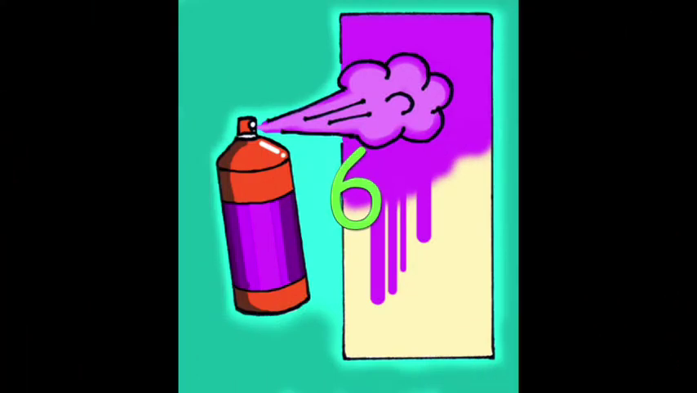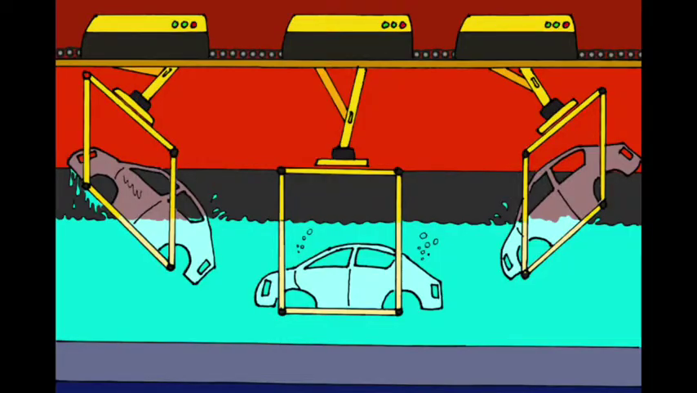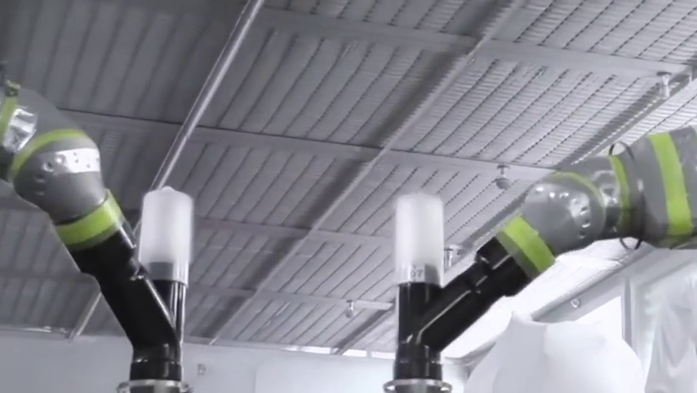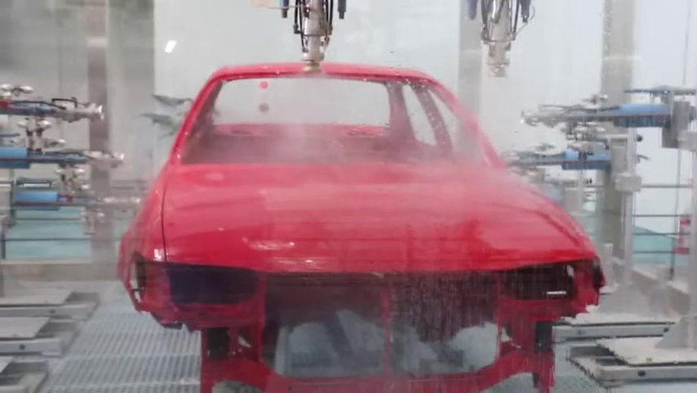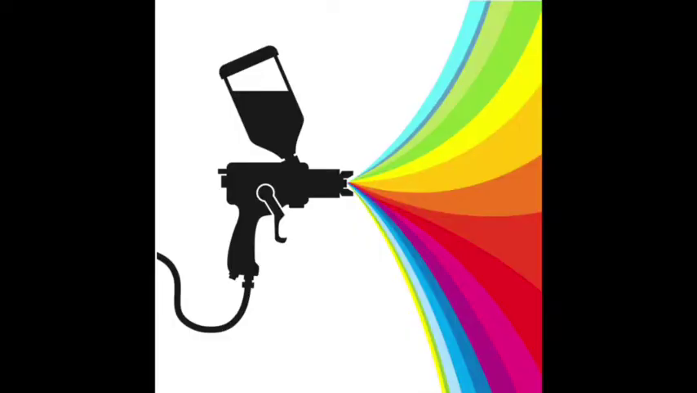Next, we paint the car. First, the car is dipped into the undercoat. This keeps the car from rusting. Next, the middle coat is sprayed onto the car. This fills in places that are not smooth. Last, the top coat is painted onto the car. This is the color that we see.